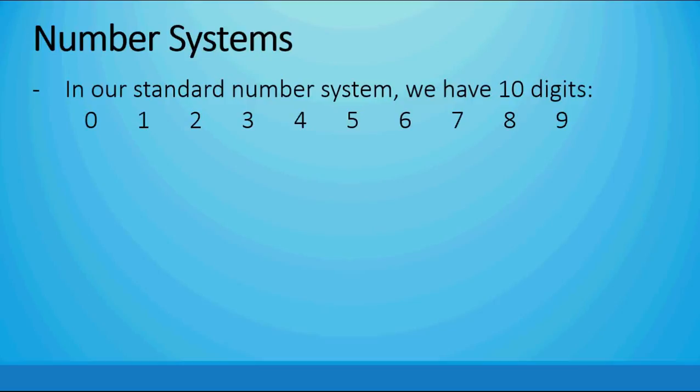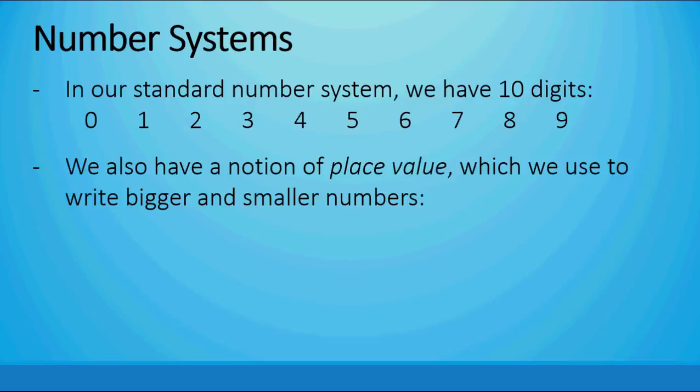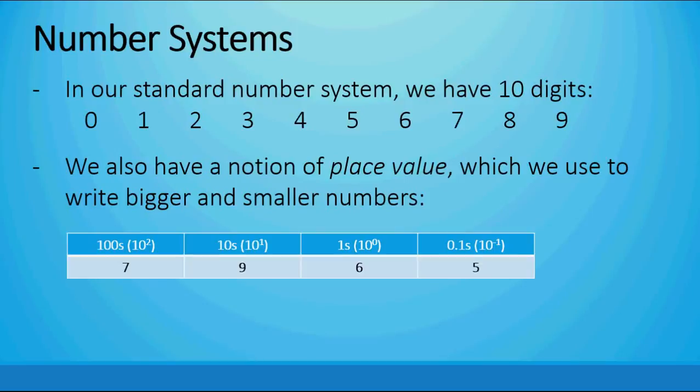Now, in addition to these 10 digits, we have something called place value. Place value allows us to write bigger and smaller numbers. So if we want to write 10, we would write 1, 0. But the 1 being in the tens column, as you see here, allows us to indicate that that 1 is worth 10 and not 1. We use the 0 to indicate that there are no units.